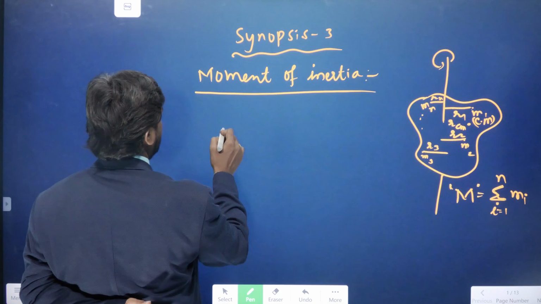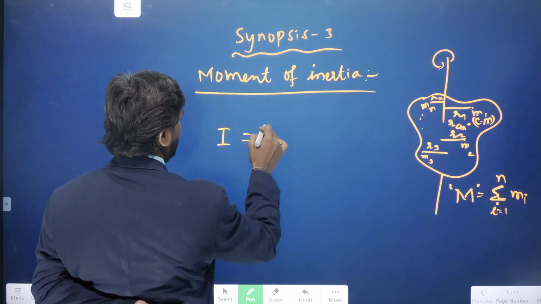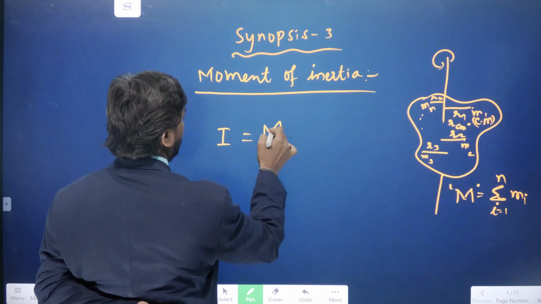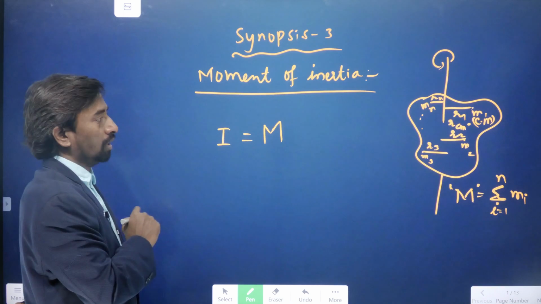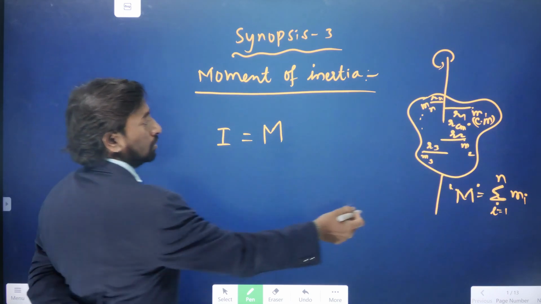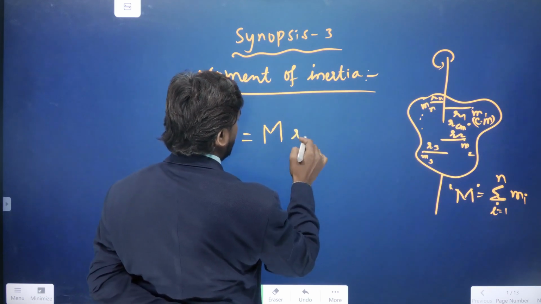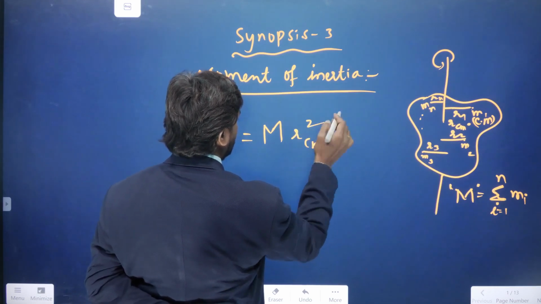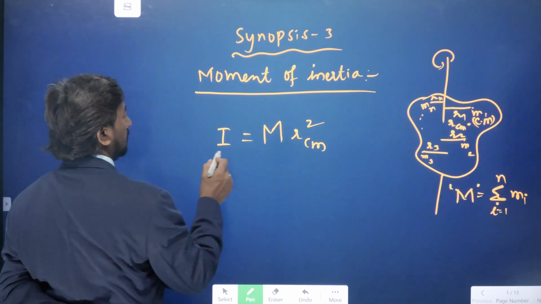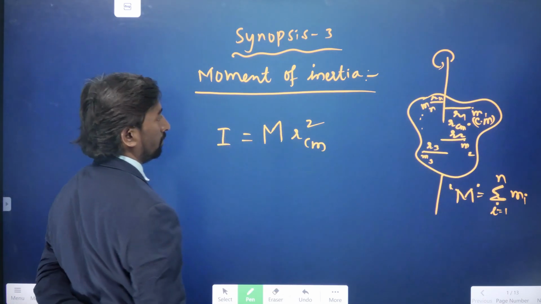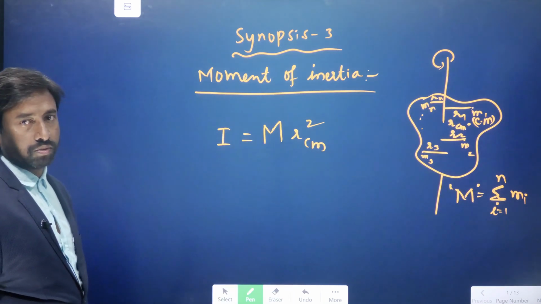The moment of inertia is denoted by the letter I, that is equal to the product of the mass of the rigid body and the square of the perpendicular distance from the axis of rotation, about which it is rotating, to the center of mass. That is the distance RCM. So we can write I = M RCM square. This is the moment of inertia of a rigid body about the axis about which it is rotating.